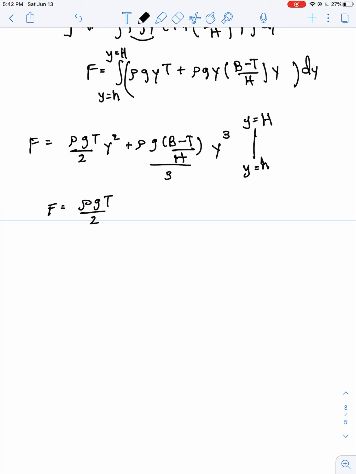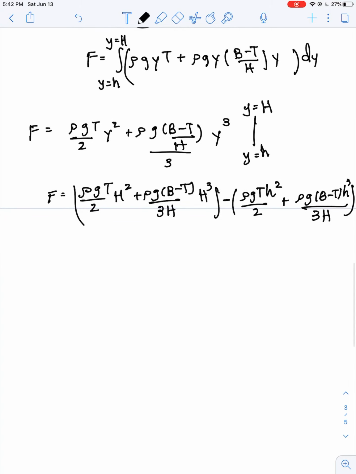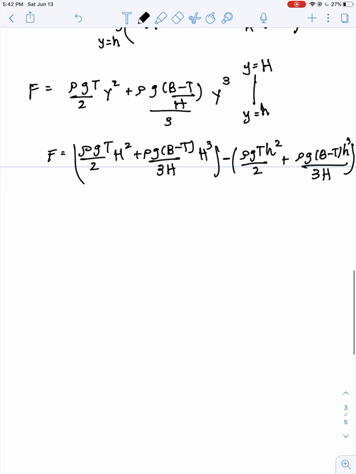And from this, we would simply plug in big H and little h, and we will get rho g t over 2 H squared plus rho g (b - t) over 3H H cubed, minus rho g t little h squared over 2 plus rho g (b - t) little h cubed all over 3 big H. And you can do some simplifications, such as simplifying this cubed H with this H. And that is about it.